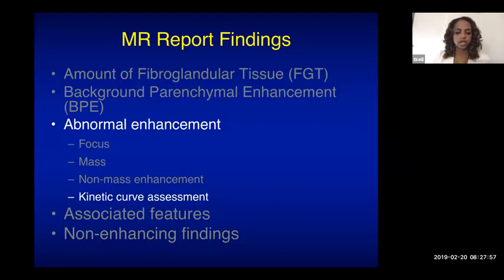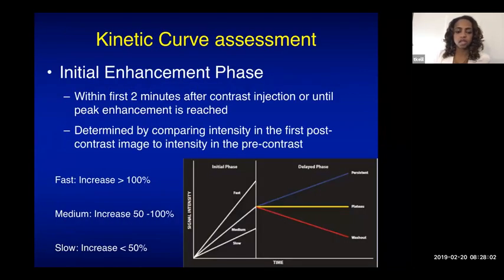So next, we want to look at kinetic curve assessment. There are two portions to kinetic curve assessment. The initial enhancement phase happens within the first 2 minutes after contrast injection, or until peak enhancement is reached, and it's determined by comparing the intensity in the first post-contrast image to intensity in the pre-contrast image.